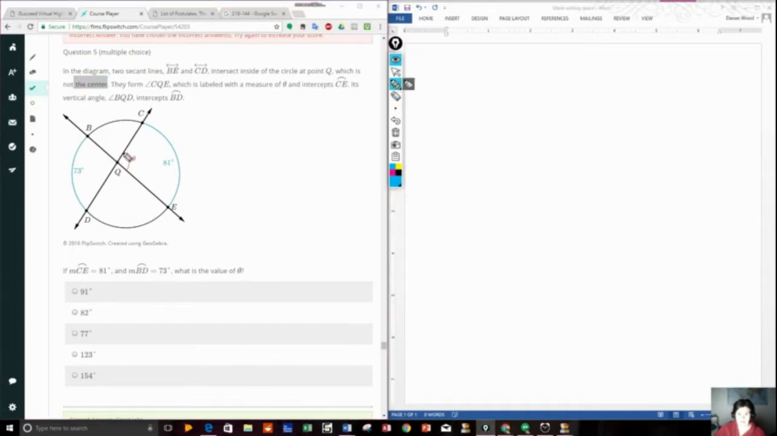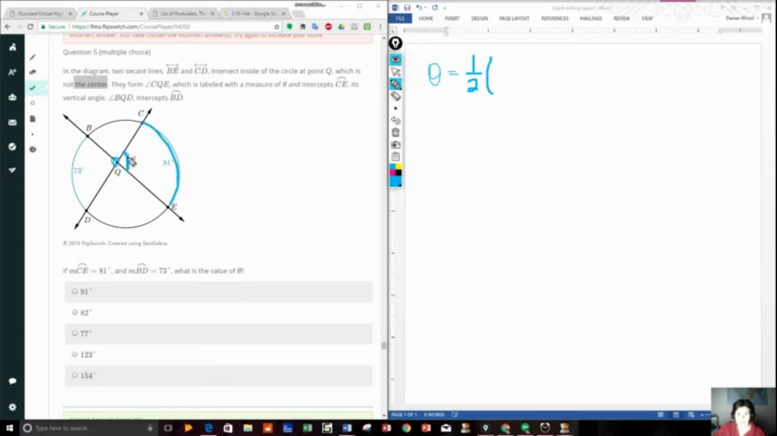Alright, so they actually want us to find what this value is. Now I'm asking myself, is the angle on the inside and is it not in the center? Okay, so inside, not in the center, that means we're going to add them. So that means the angle theta is going to equal 1/2 of the arcs.